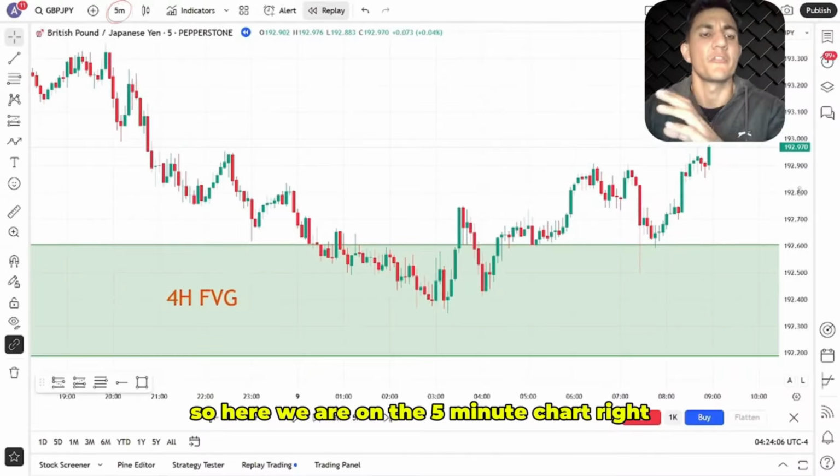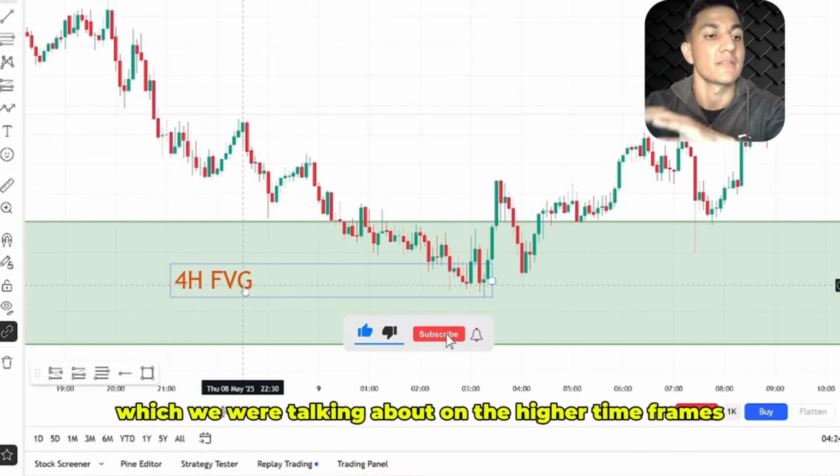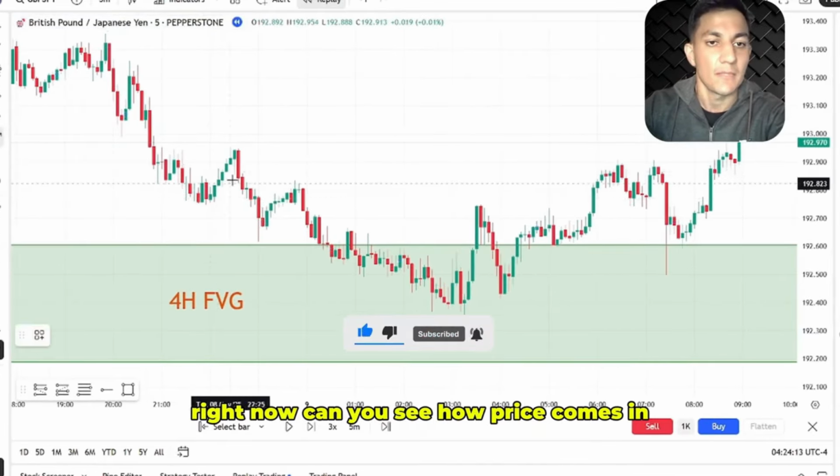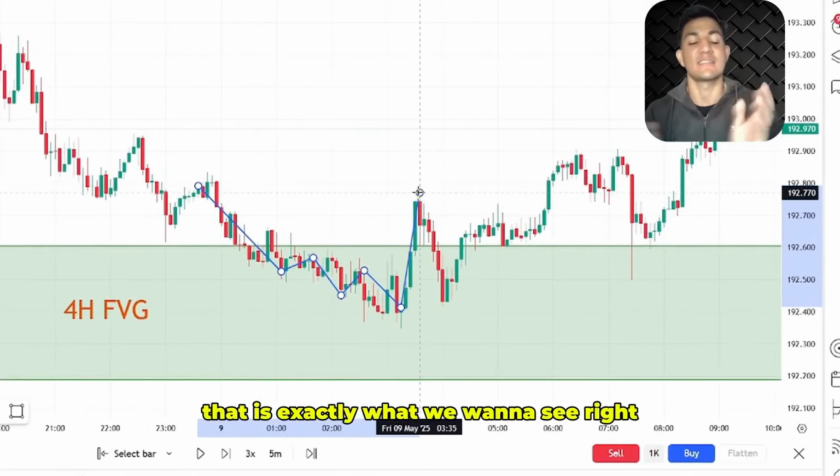Okay, so here we are on the 5-minute chart, right? And here's that 4-hour fair value gap, which we were talking about on the higher time frames. Now, can you see how price comes in, it chops around for a bit, and then boom, shoots off. That is exactly what we want to see, right?